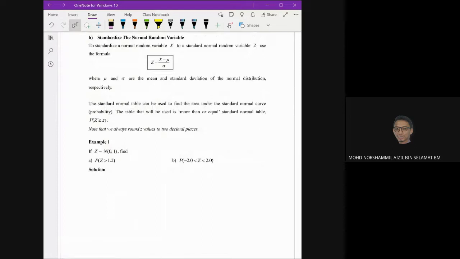Okay, let's focus on standardizing the normal random variable. This is the standard Z variable. This is the formula guys. Sekejap, dekat sekolah dah belajar kan? Belajar lah kan? Dengar tak dengar lah no?